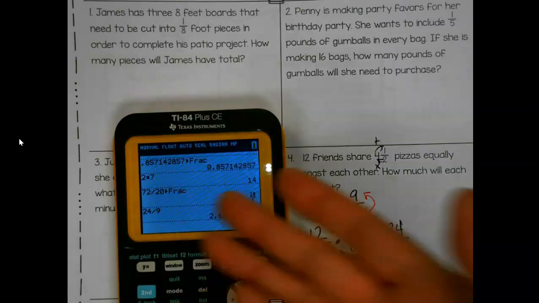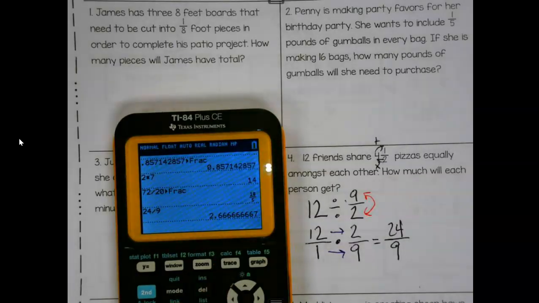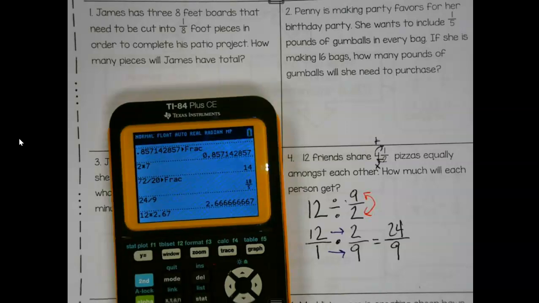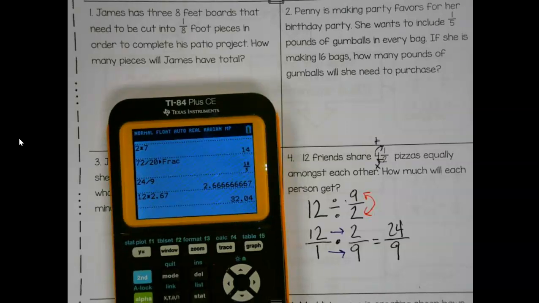Does our math work? I mean, it says we're each going to get like 2 2/3 pizza. I mean, I'm in for this, but I don't think that's right. Maybe it is right. So if we had 12 friends and they each got 2.6, that'd be 32 pizzas. So wait a minute. I think I flipped something. What did I flip? 2 and 9.